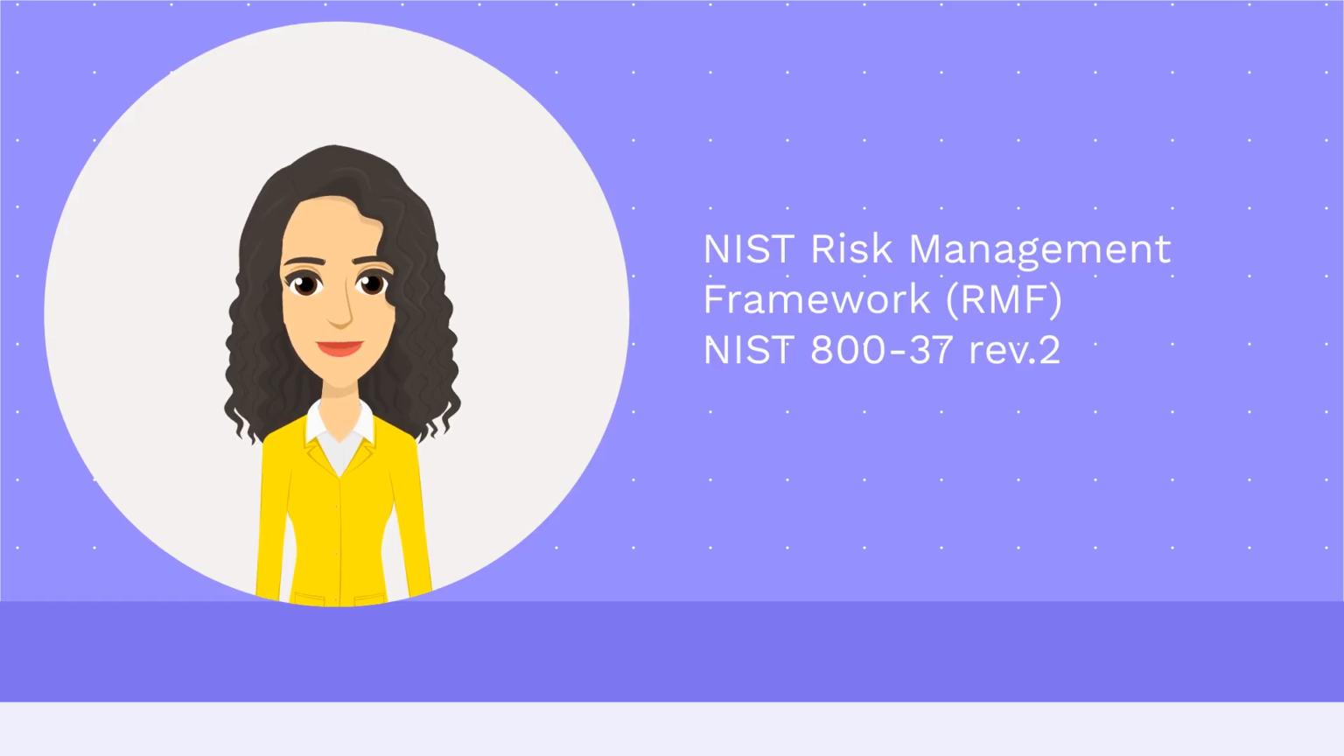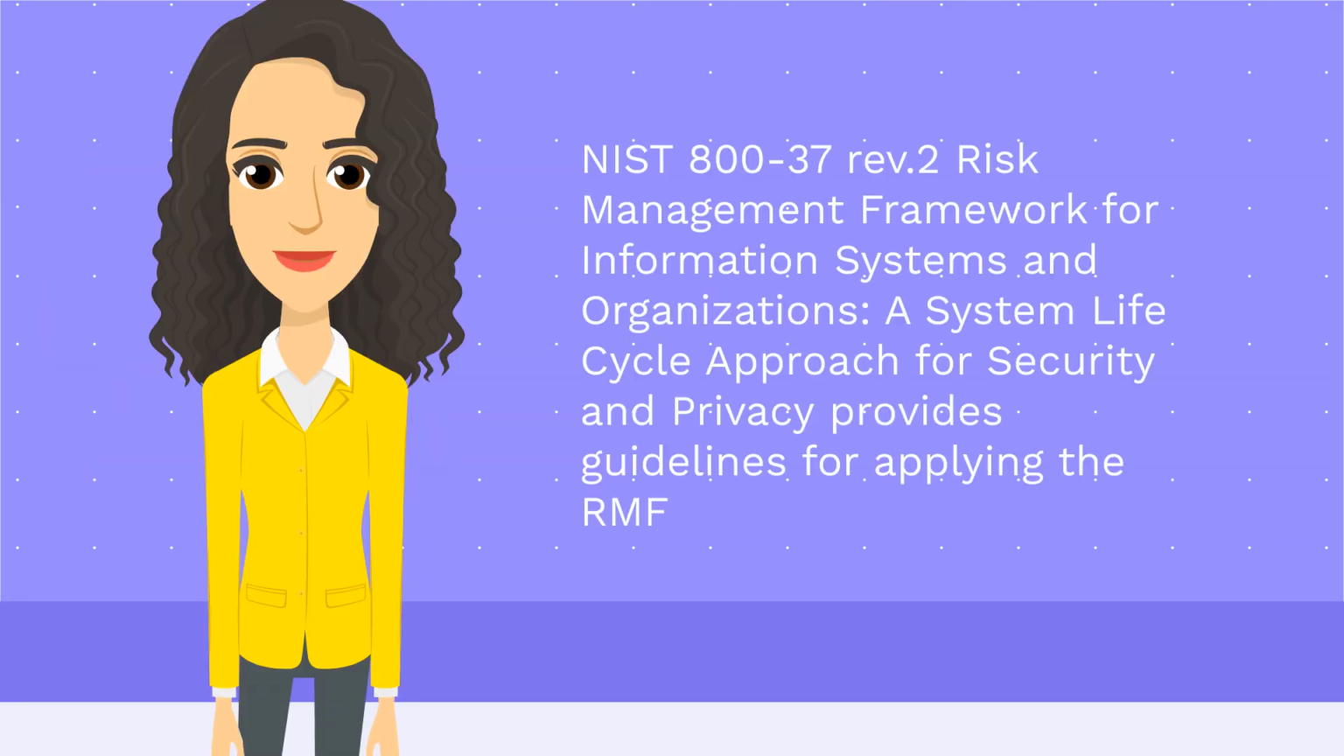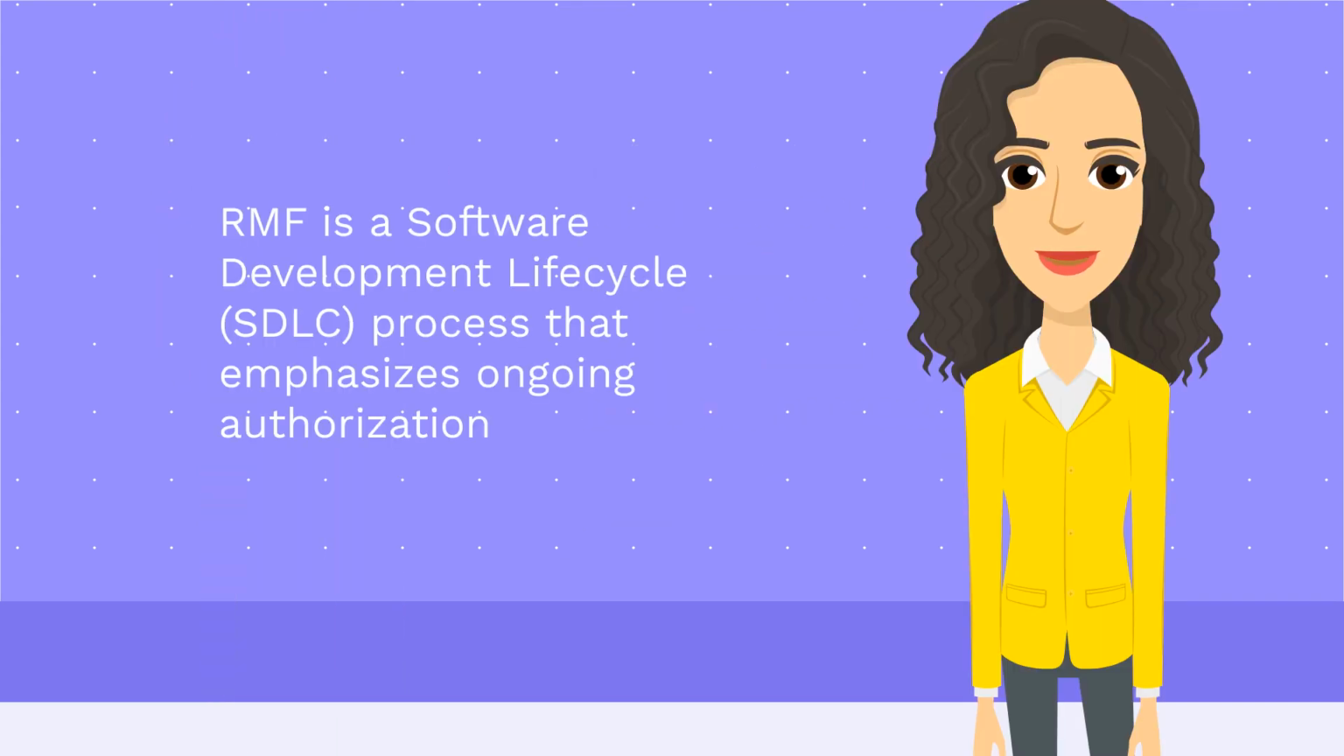NIST Risk Management Framework, RMF, NIST 800-37 Rev.2. NIST 800-37 Rev.2, Risk Management Framework for Information Systems and Organizations, a system lifecycle approach for security and privacy, provides guidelines for applying the RMF. RMF is a software development lifecycle (SDLC) process that emphasizes ongoing authorization.